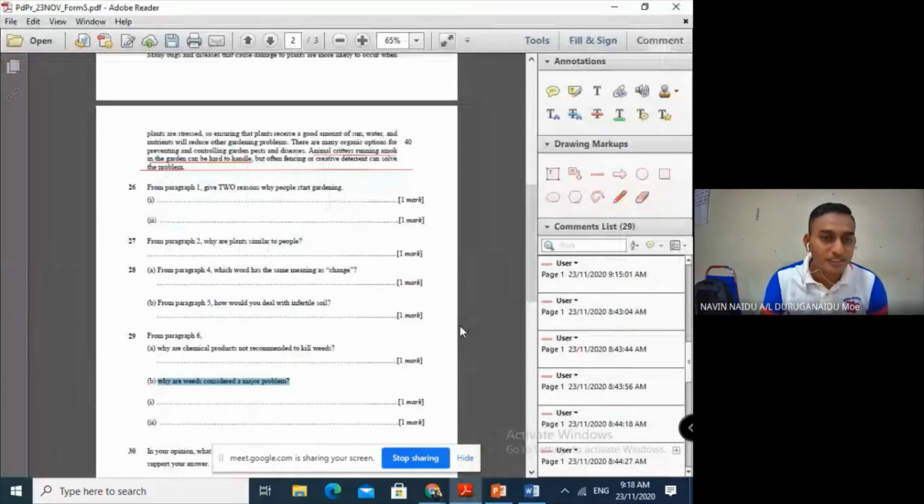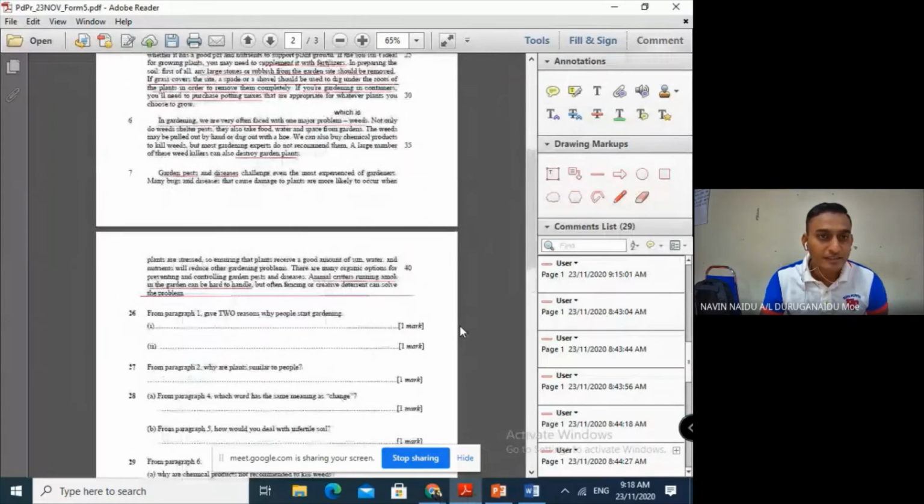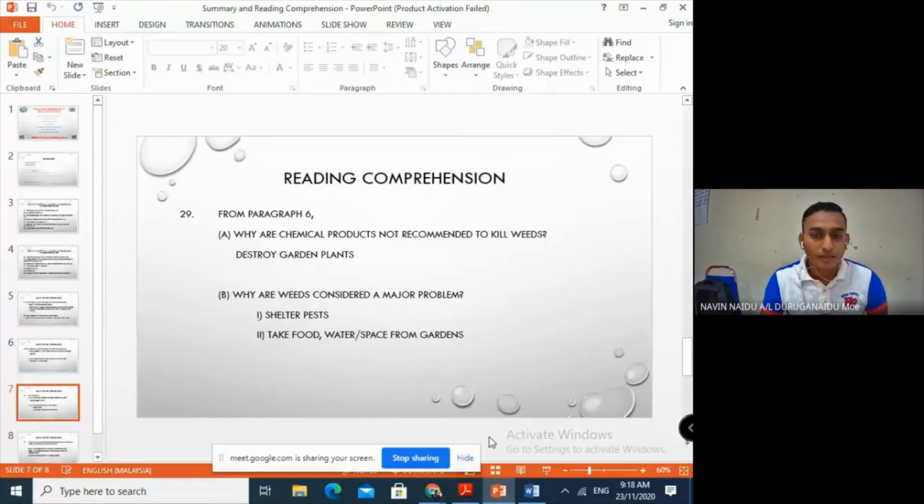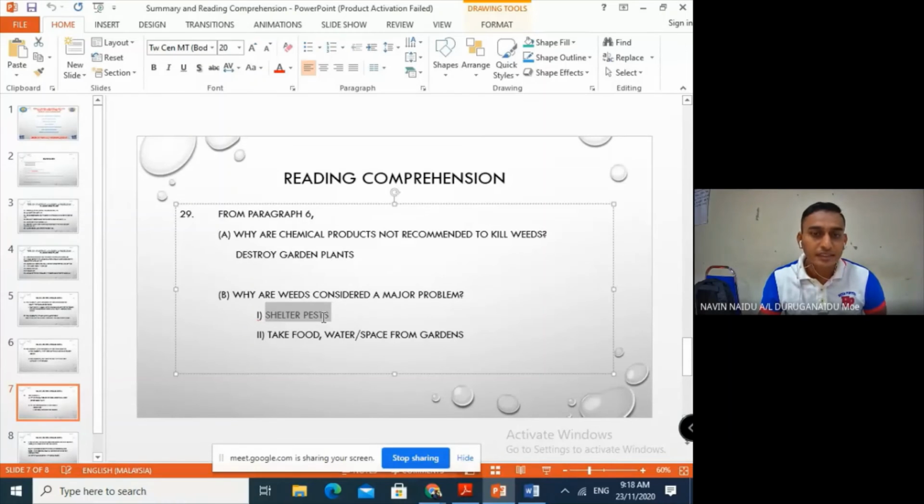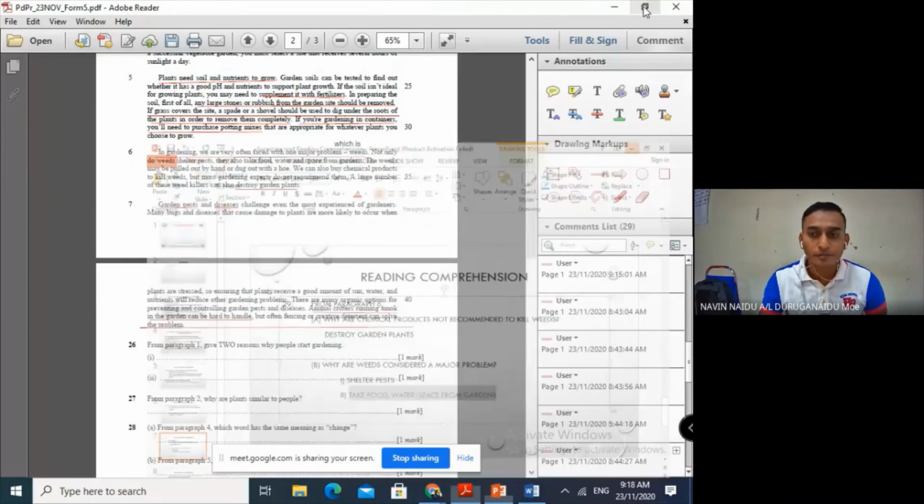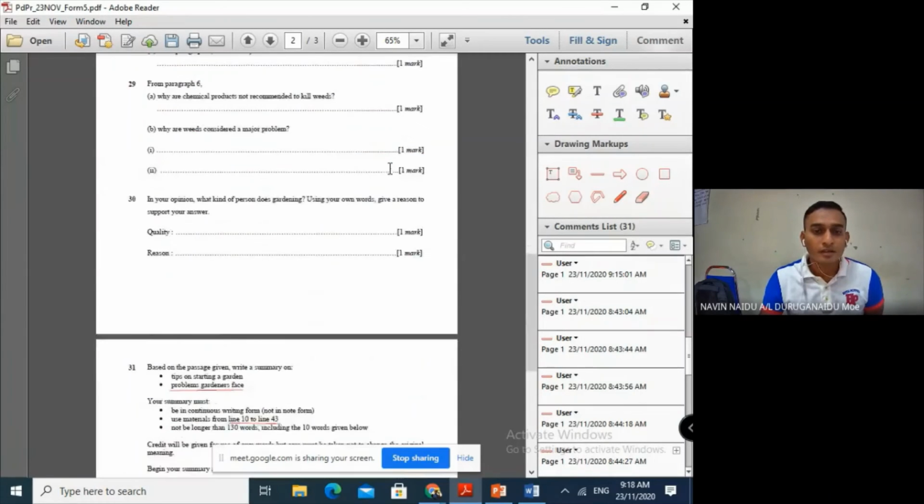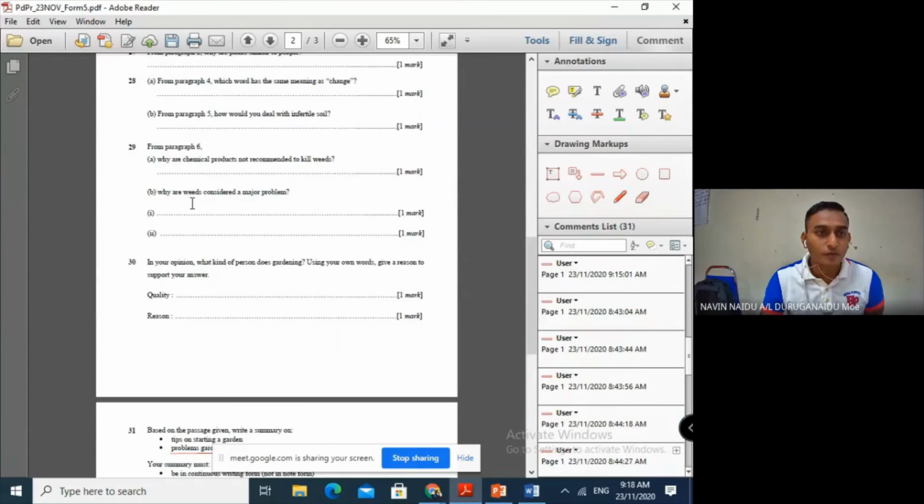Why are weeds considered a major problem, as in paragraph 6? Because it shelters pests and also it takes food, water and space from the garden. So your answer will be shelter pests and also take food, water and space from the garden. All right, so that is the end of question 29.